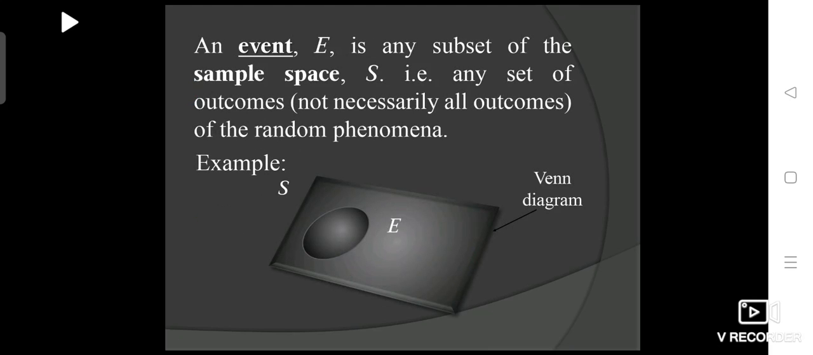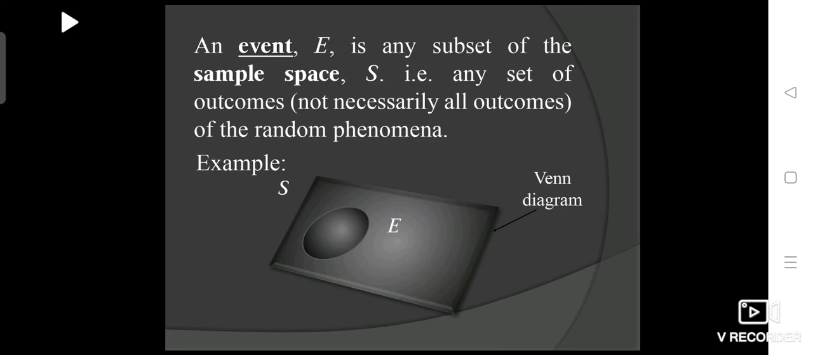Next one: what is an event of a sample space? An event E is the notation to represent an observation. An event is a subset of the sample space, not necessarily all outcomes. I already gave you the example of a bucket of balls: say 100 balls are in the bucket, and you pick 20 balls from the bucket.